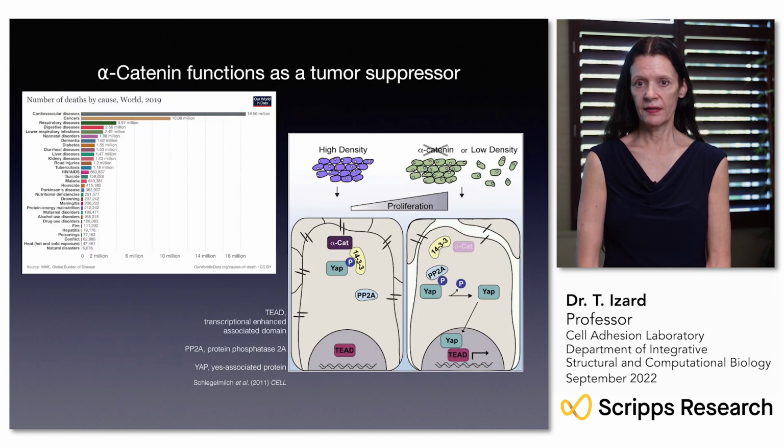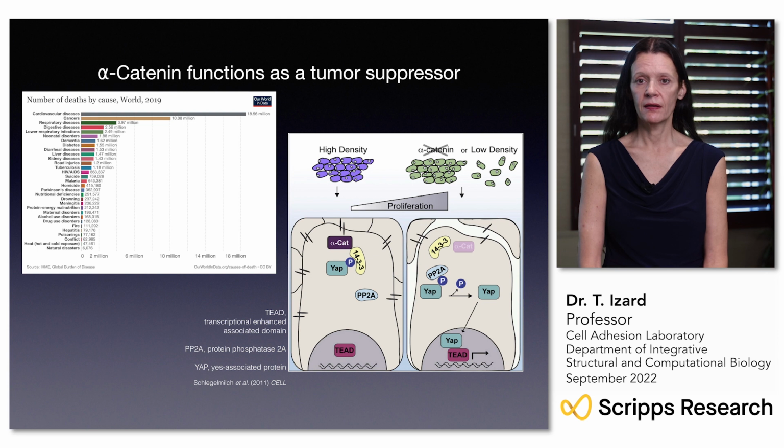Here's at least one other reason why you should care about alpha-catenin. What's the second cause of death globally? Exactly, cancer. And alpha-catenin is so much more than just a structural linker between cadherin complex and the cytoskeleton. I mentioned before that alpha-catenin also functions as a signaling molecule in the skin. Alpha-catenin is a tumor suppressor that senses the cell density. And I talked about alpha-catenin also being an upstream negative regulator of YAP1.